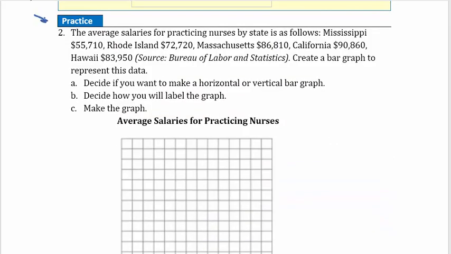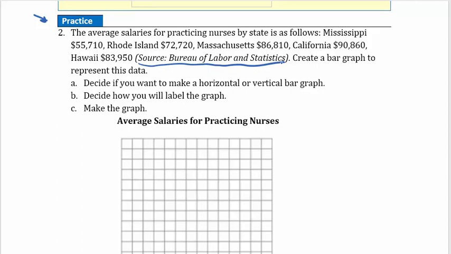Okay, let's take a look at a practice question here. The average salary of practicing nurses by state is as follows. Mississippi, $55,710. Rhode Island, $72,720. Massachusetts, $86,810. California, $90,860. Hawaii, $83,950. And you can see we've sourced this. Just didn't make these numbers up. This came from the Bureau of Labor and Statistics.